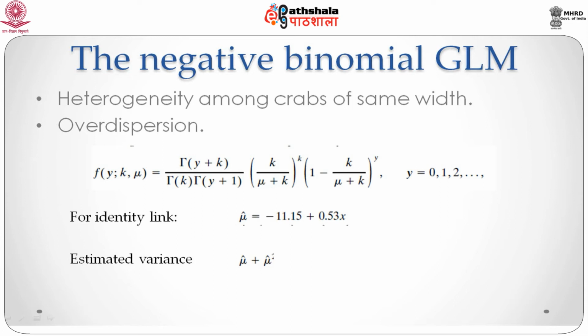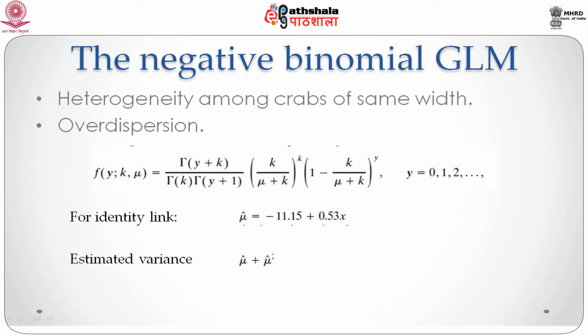The negative binomial distribution has probability mass function f of y given k and mu equal to gamma of y plus k by gamma k gamma y plus 1, into k by mu plus k to the power k, into 1 minus k over mu plus k to the power y, for y equal to 0, 1, 2, etc. k and mu are the two parameters. Now for this distribution, expectation of y is mu and variance of y is mu plus mu square by k.